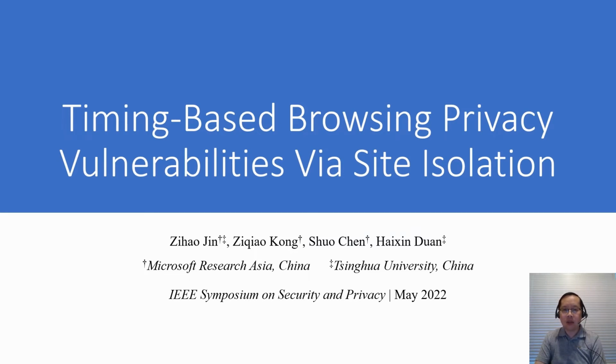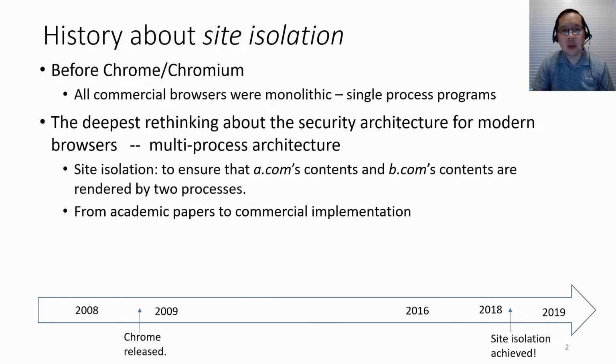The title is Timing-Based Browsing Privacy Vulnerabilities via Site Isolation. Let me first explain what site isolation is. You may know that before Chromium, all commercial browsers were monolithic. They were single-process programs. I think Chromium's multiprocess architecture is the deepest rethinking about the security architecture for modern browsers.